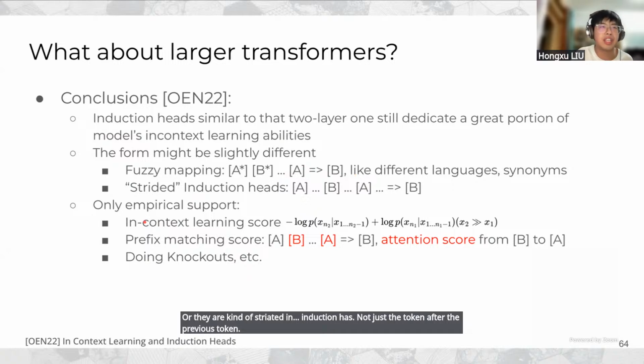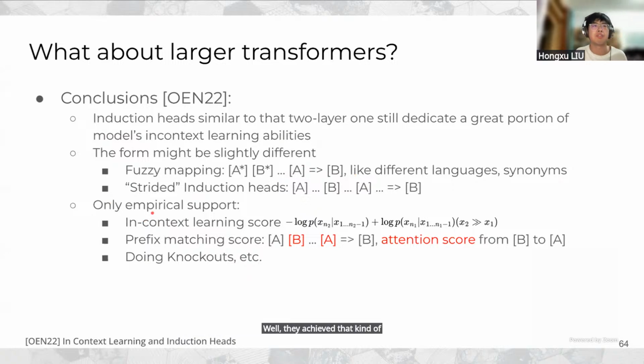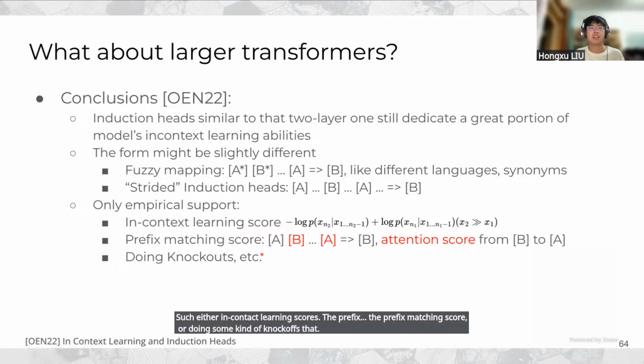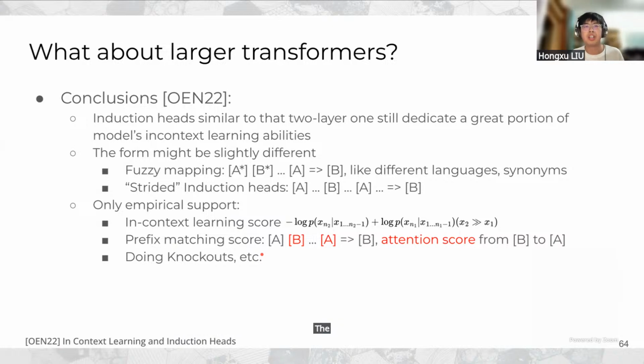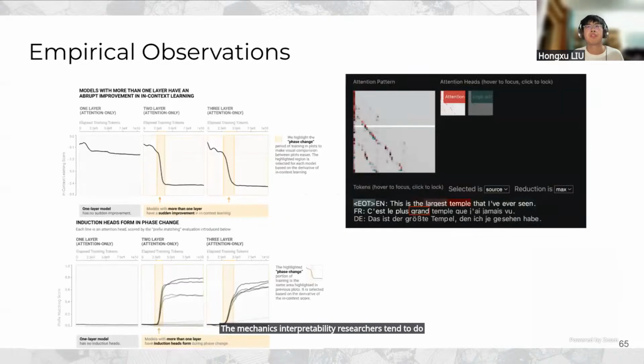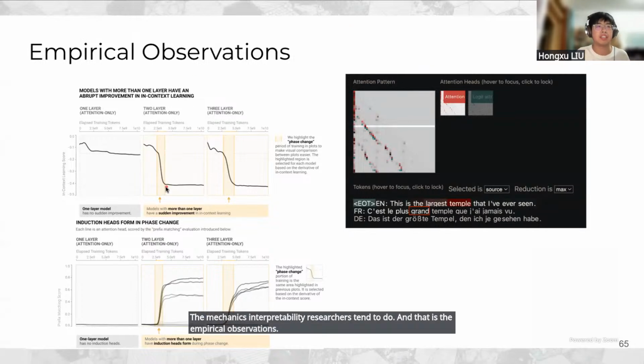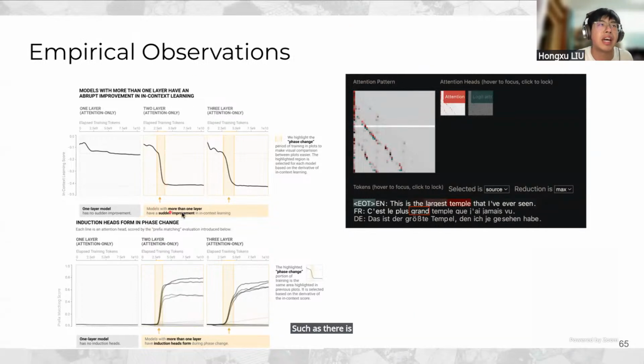Well, they achieved that kind of conclusion just from empirical support, such as the in-context learning scores, the prefix matching score, or doing some kind of knockouts that mechanistic interpretability researchers tend to do. And that is the empirical observation, such as there is a great phase change on the in-context learning score that happens in a very little window.